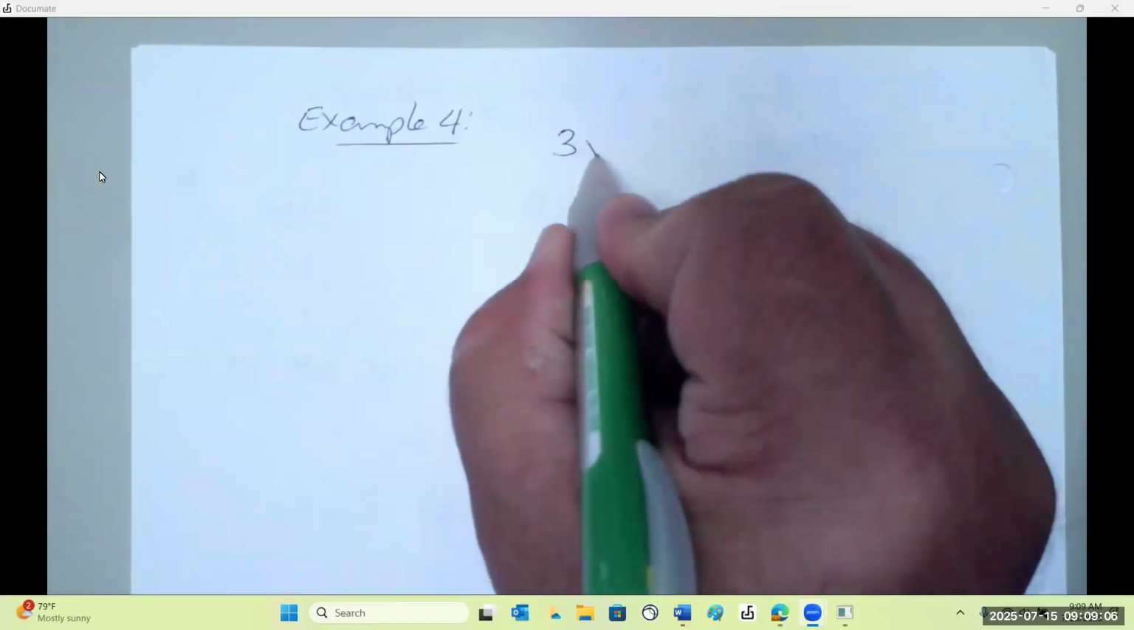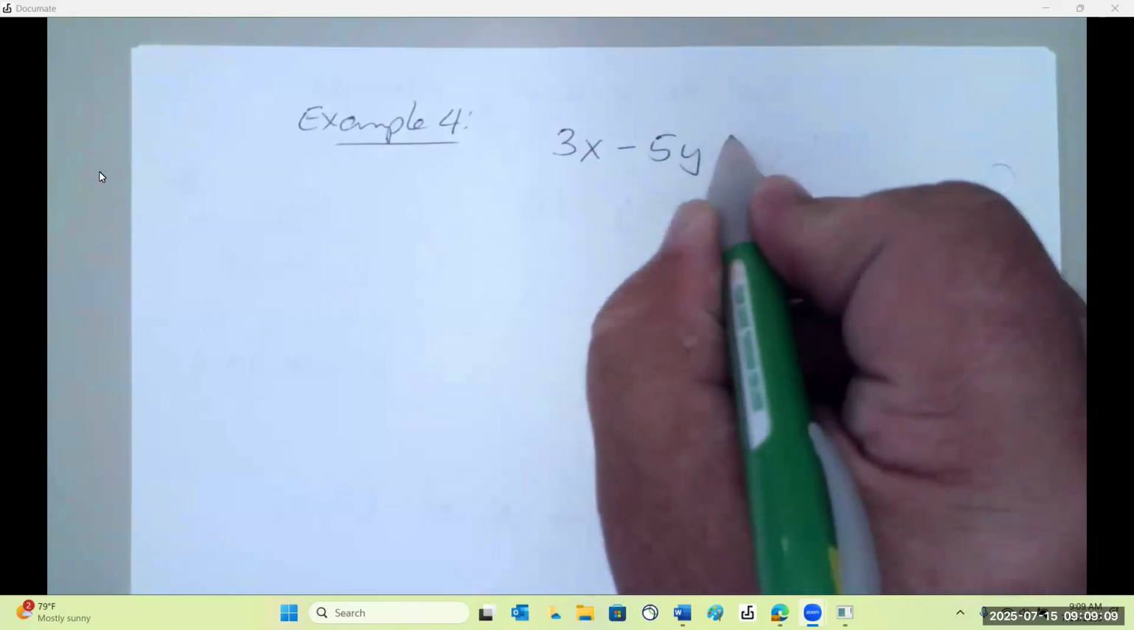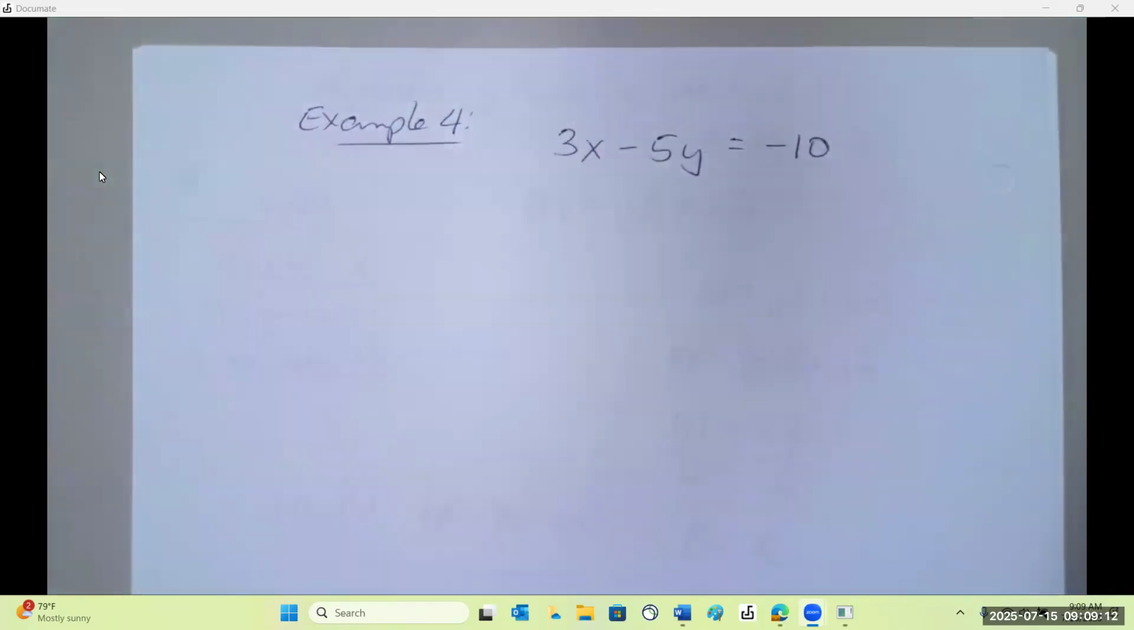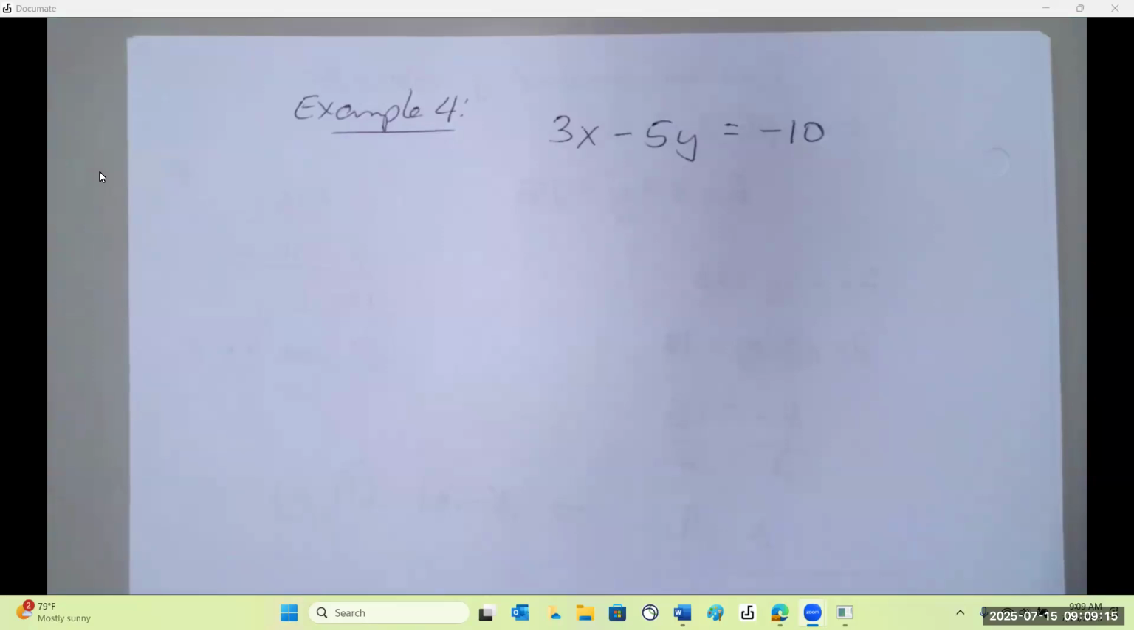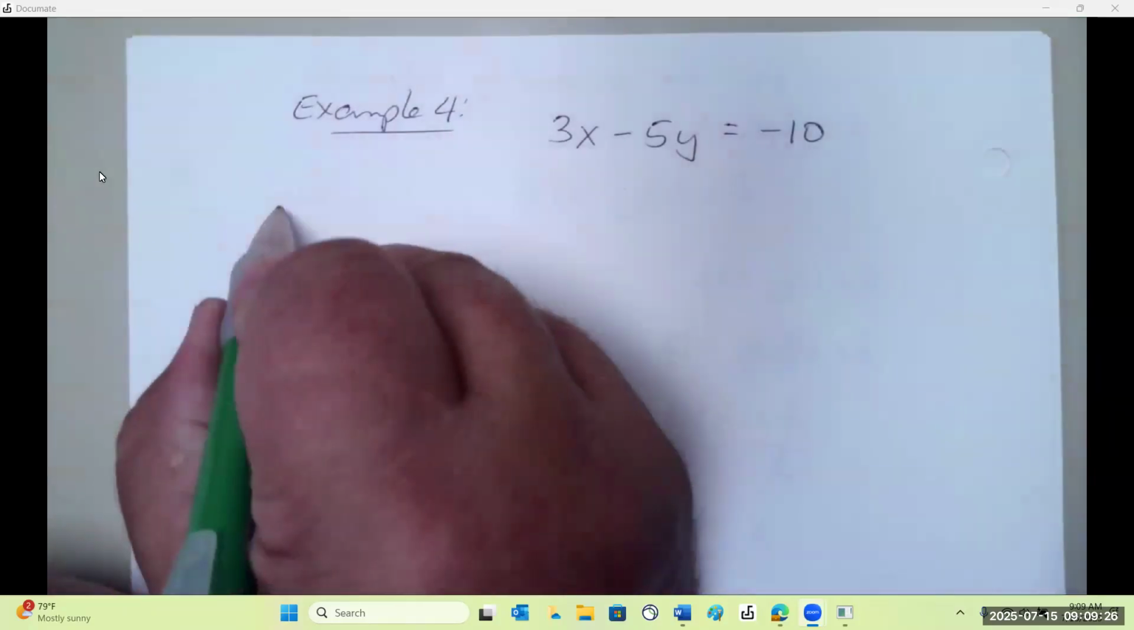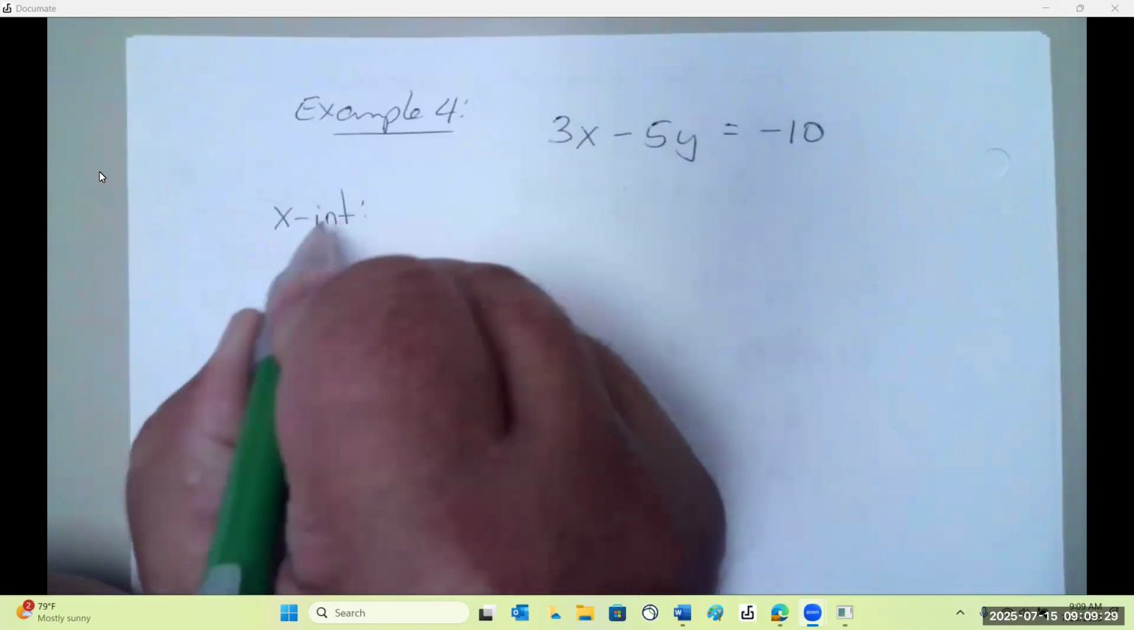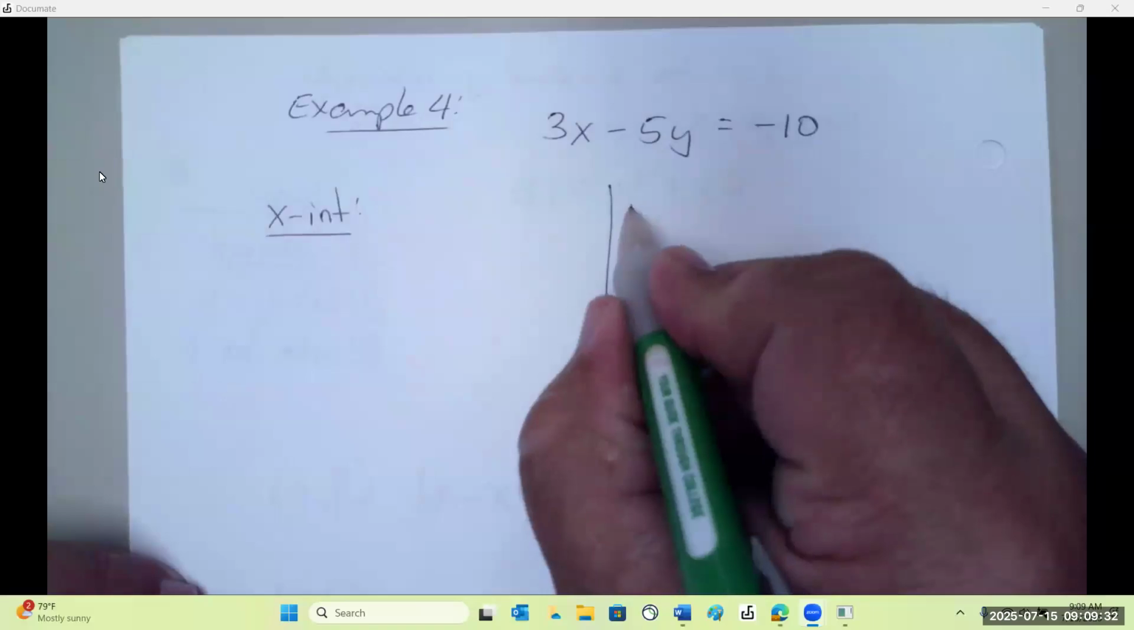All right, let's do another example. Example 4, same thing. Here's our equation. 3x minus 5y equals -10. So the first thing we're going to look for is the x-intercept. And then we'll do the same thing for the y-intercept.